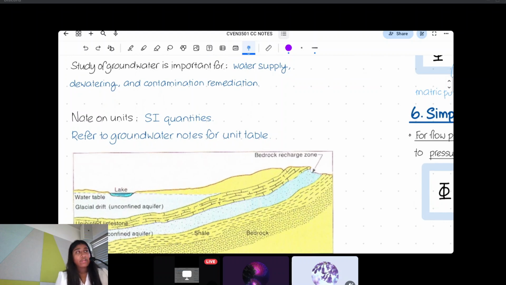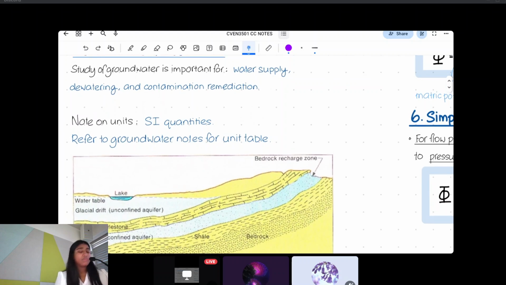Basically, in water engineering, you will need to look at groundwater dynamics for water supply, dewatering, and contamination remediation. So that's when, for example, you're about to start a project and the site has soil that is contaminated, you have to know how to either remove that contaminant or manage it, which you won't be able to do without knowing the fundamentals of groundwater and how it moves.